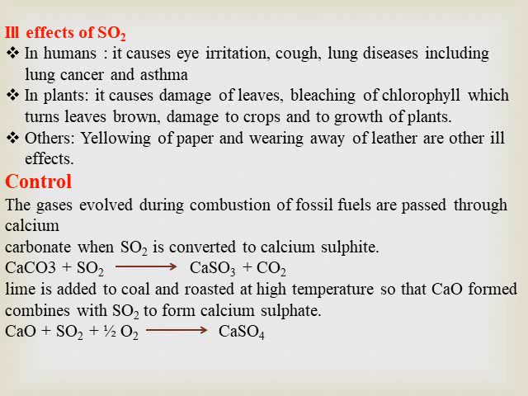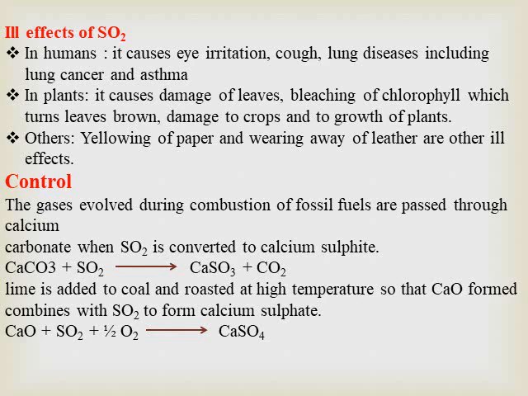Now, how to control sulfur dioxide emission? The first method is during the combustion of fossil fuels, which, as I said, contain approximately 3% sulfur. The fossil fuel gases are passed through a calcium carbonate bed. If the gas contains sulfur dioxide as an impurity, that sulfur dioxide reacts with calcium carbonate. You can easily see from the equation, sulfur dioxide SO2 reacts with CaCO3, calcium carbonate, and forms calcium sulfite and releases carbon dioxide.